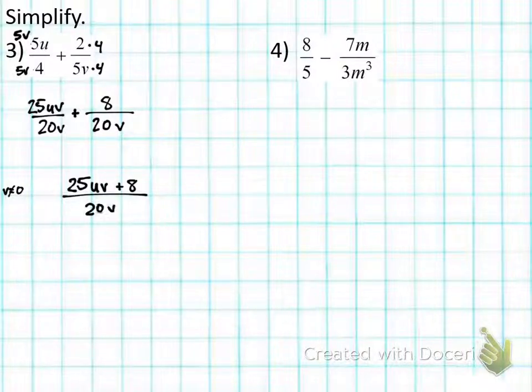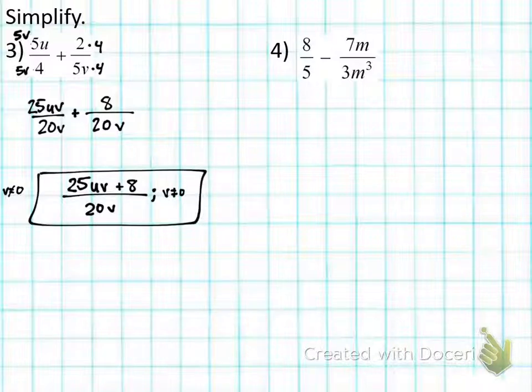And then we have 8 here and 20v. Okay? Semicolon, v cannot equal 0. Okay? That's number 3. We did this one together, right? So what I'd like you to do is take a moment, catch up, and then we're going to check your neighbor's work.